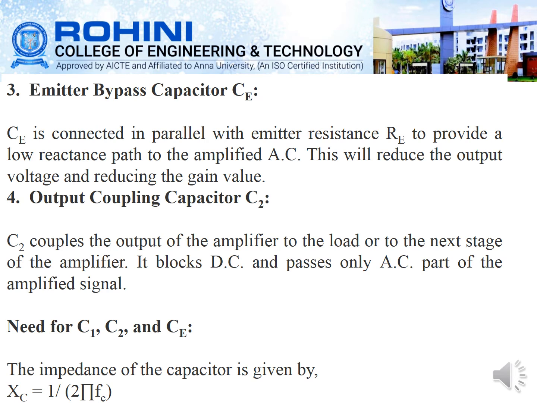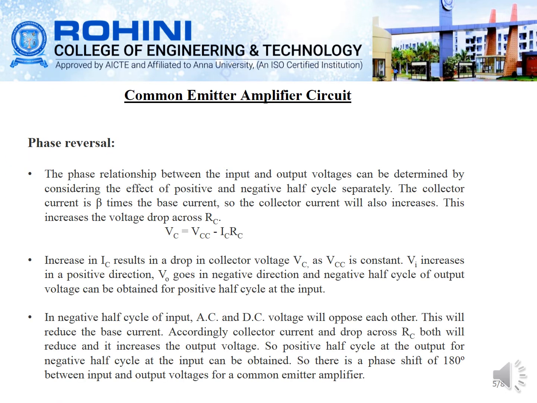And the next one is the output coupling capacitor C2. The output coupling capacitor C2 couples the output of the amplifier, which is present at the load or to the next stage of the amplifier. So it blocks the DC current and passes only the alternating part of the amplified signal. And the need for C1, C2 and CE comes from the impedance of the capacitor, which is given as XC equal to 1 divided by 2 pi f C.